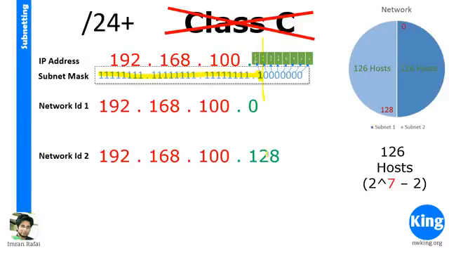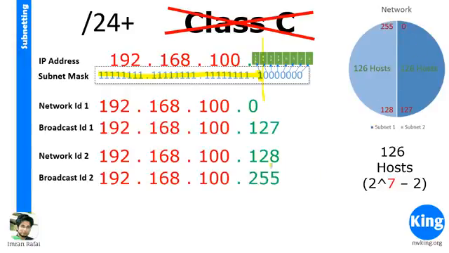So the network ID of your second subnet is 192.168.100.128. How do we get the broadcast ID of these subnets? What you do is minus 1 from 128, so it is 127. That's the broadcast ID, and of course you can't go beyond 255, so 255 is the broadcast ID of the second subnet. That's all there is to subnetting.